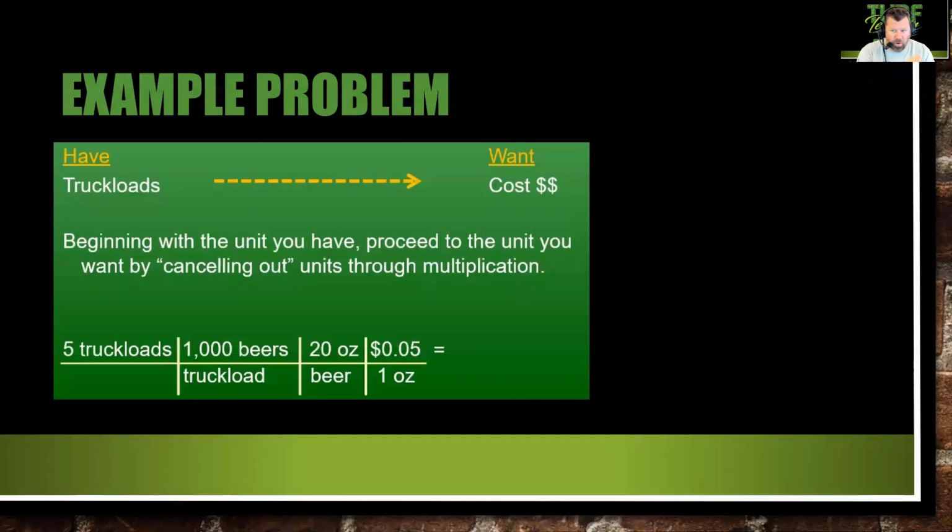So we're starting with what we have. We have the truckloads and we want to get to the cost. So we're beginning with the unit that you have and proceed to the unit by canceling out everything else.